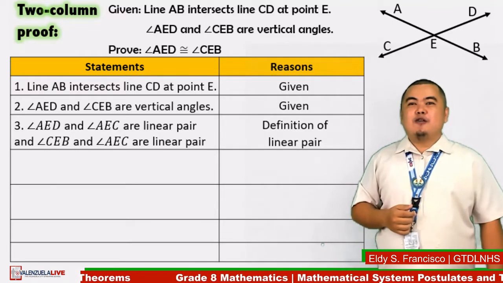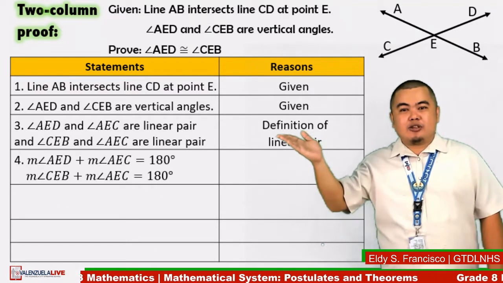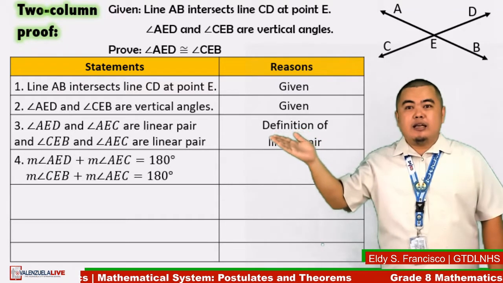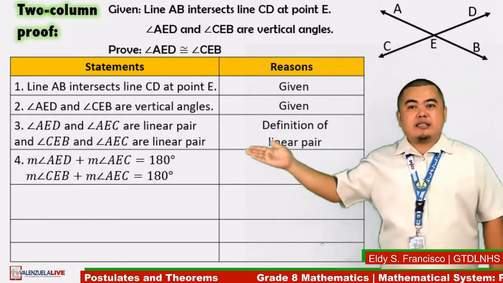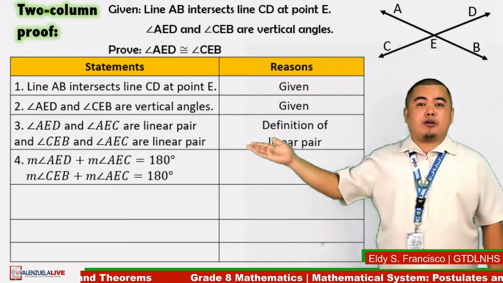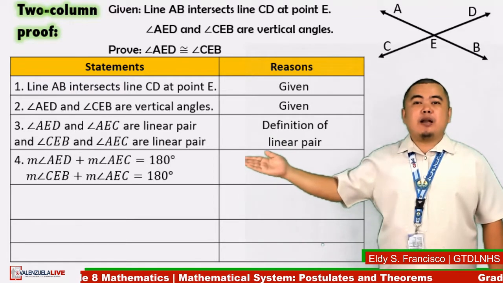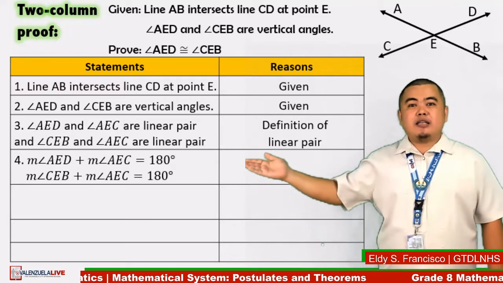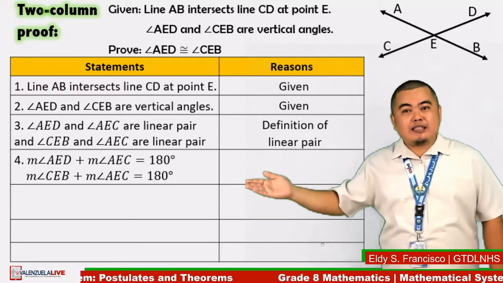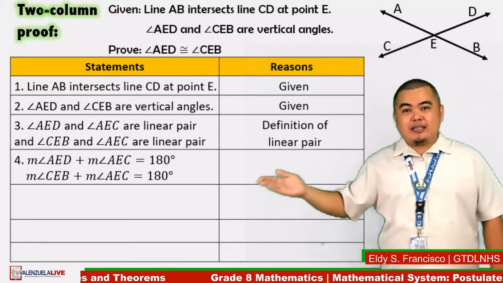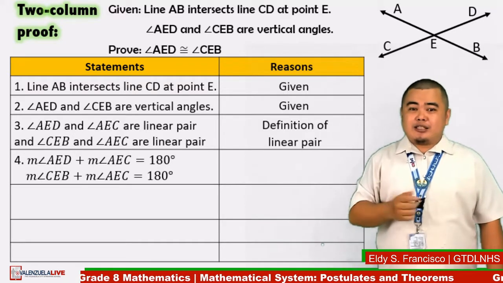Next, for statement number 4. Based on statement number 3, if angle AED and angle AEC are a linear pair, and angle CEB and angle AEC are a linear pair also, then the measure of angle AED plus the measure of angle AEC is equal to 180 degrees. And the measure of angle CEB plus the measure of angle AEC is also equal to 180 degrees. And what is the reason for this?